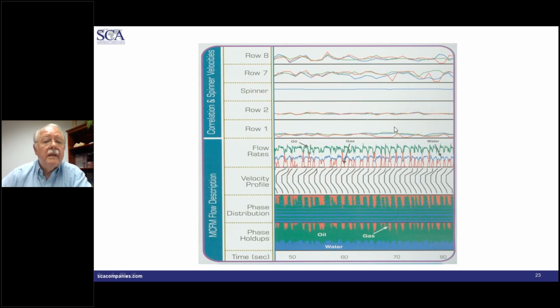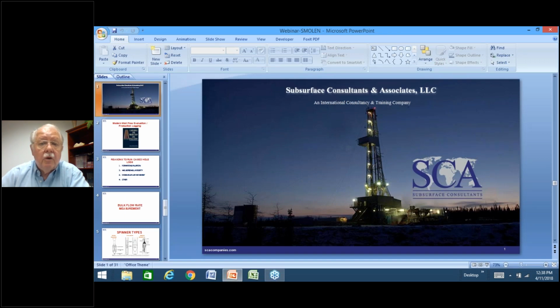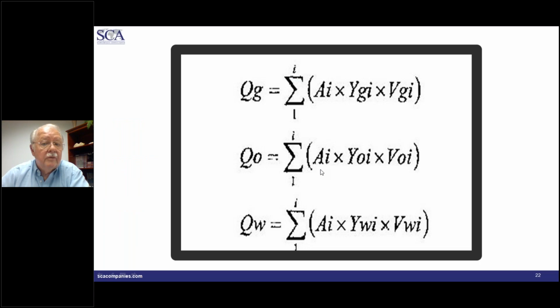Okay, so if we want to get the flow of oil, for example, the flow of oil is simply the area of that sector. Here is an equation for the flow of the oil: the area of that sector, let's say sector number 3, times the holdup of oil within that sector, times the velocity of the fluid in that sector. And that will give us a Q in that particular sector.